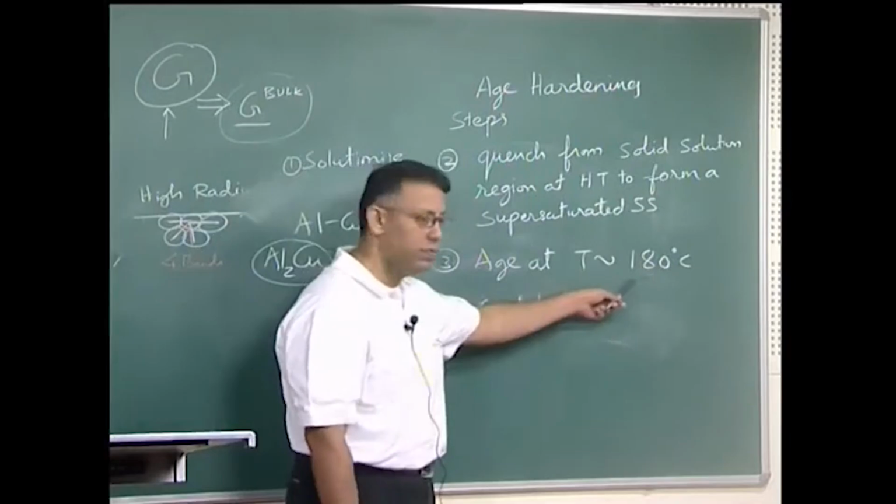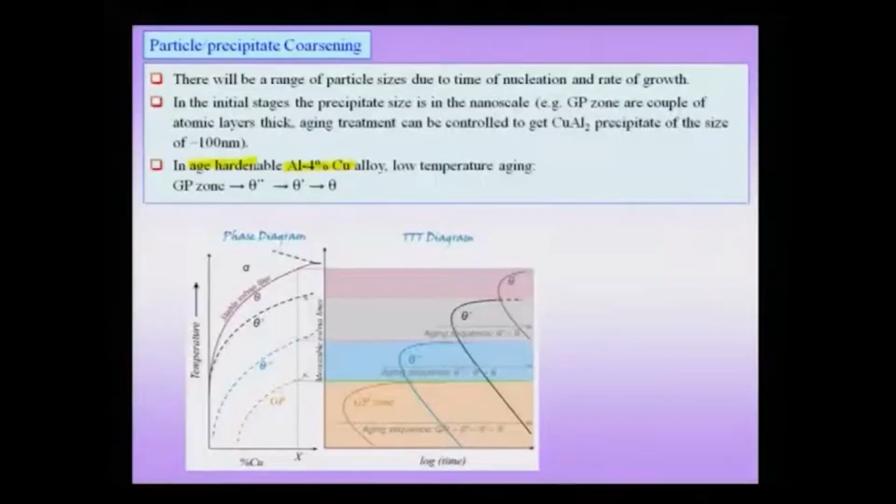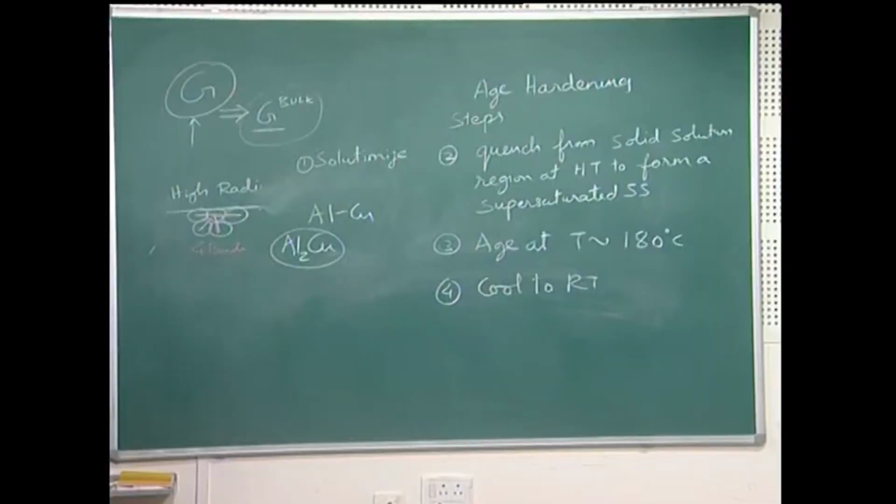The choice of 180 degrees we will explain very soon, why that is required. And finally, we cool to room temperature to obtain a fine dispersion of precipitates. As we shall see later, this fine dispersion of precipitates is actually required to strengthen this material.